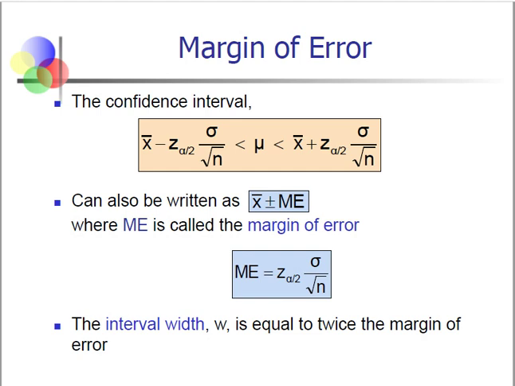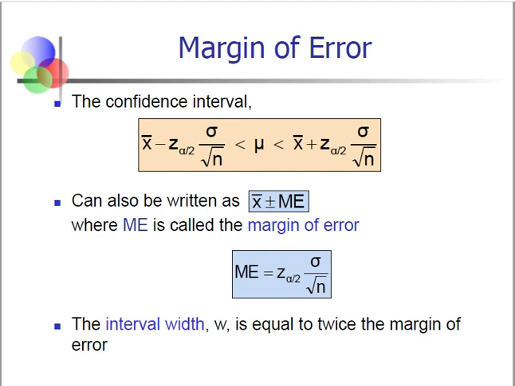If the population standard deviation is unknown and the sample size is greater than 30, then we use the same formula that we used when the population standard deviation was known, except where we have the population standard deviation, we are going to put the sample standard deviation. Okay, so that's the difference.